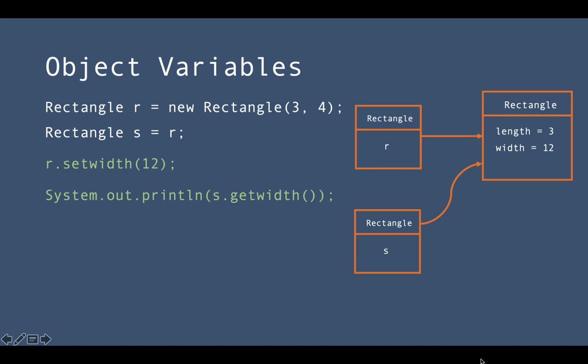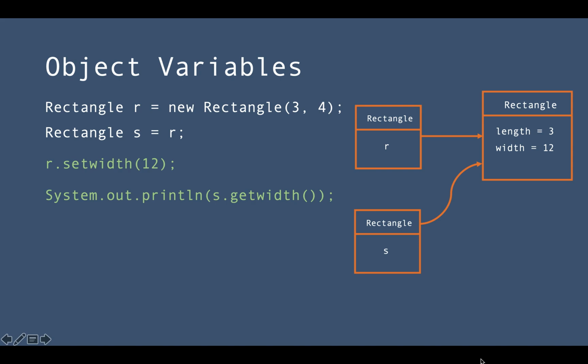Here's where it gets a little more interesting. I'm now going to print out the width of S, right? We're going to print out the width of the rectangle S. What would this print out? I think it's clear from the diagram on the right-hand side that this would print out 12, right? Even though when we declared rectangle S, it was referencing a rectangle with a width of 4, we changed that width.